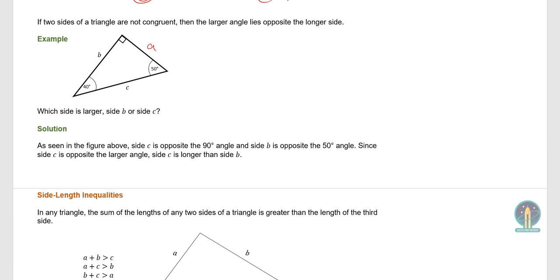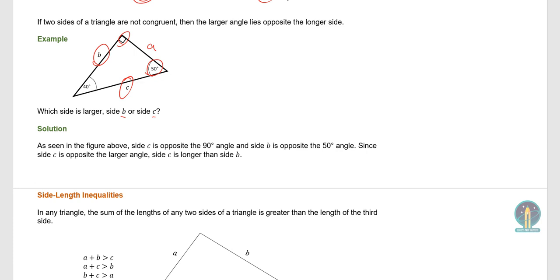If we choose any two sides, here we're choosing sides B and C to compare. Side B is opposite to the 50-degree angle, and side C is opposite to the 90-degree angle. So obviously sides B and C are not congruent. Since it's a right triangle, the hypotenuse is bigger than the other sides.